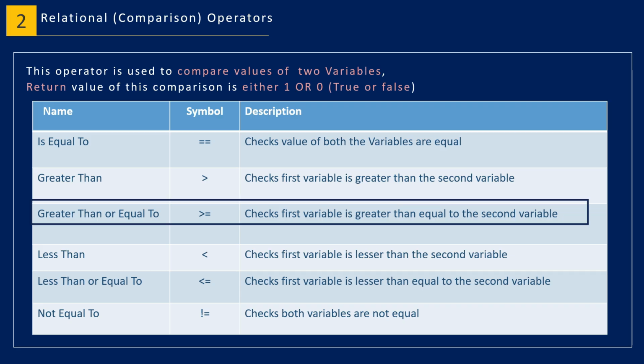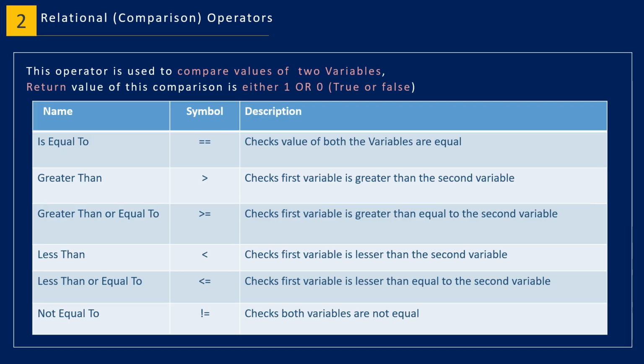Greater than equals to. The symbol for greater than equals to is greater than and equals to, and again it checks whether the first value is greater than or equal to the second value. Meaning in greater than, if the value is greater, then only it returns true, otherwise it returns false. But in greater than equals to, it returns true if the first value is greater than or equal to the second value. So this is the difference between greater than and greater than equals to.